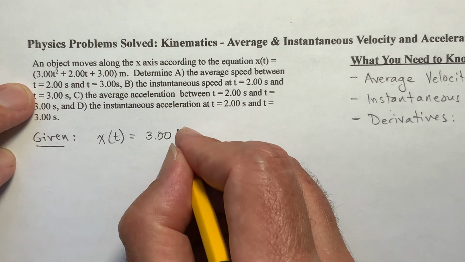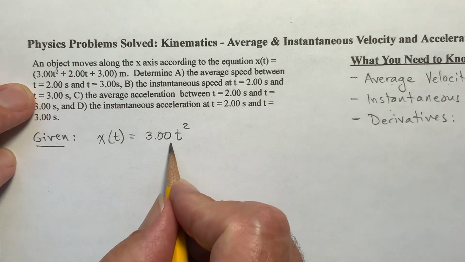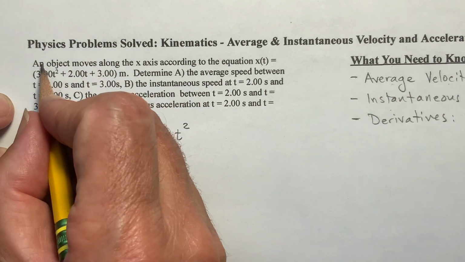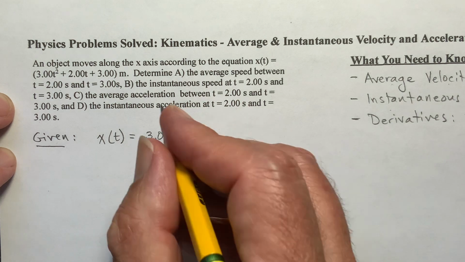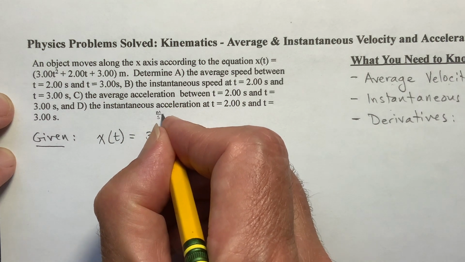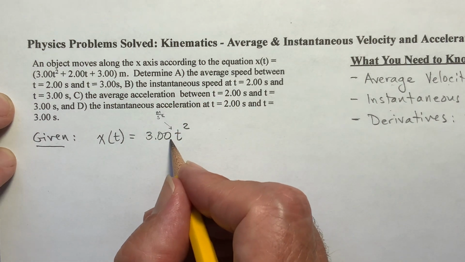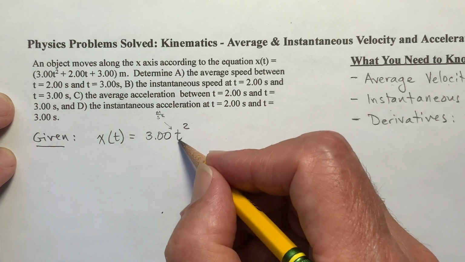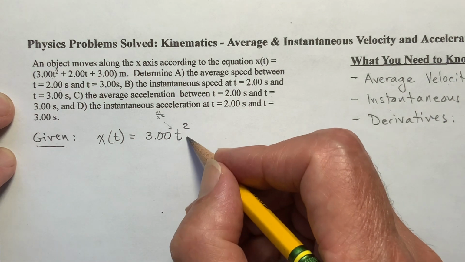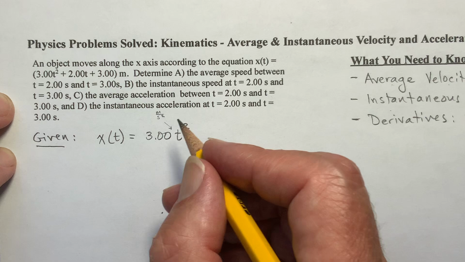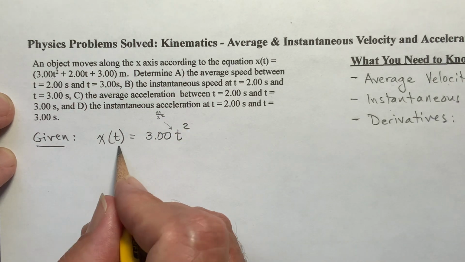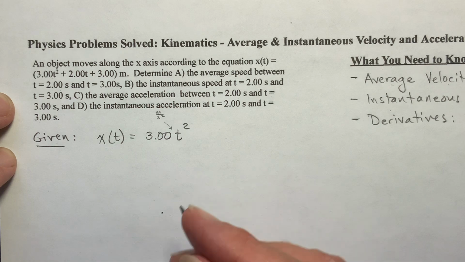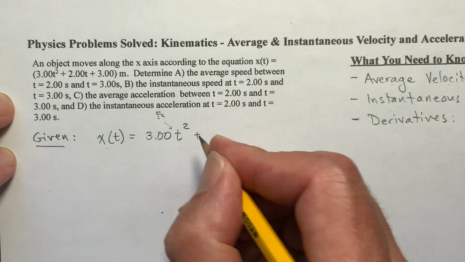3.00 times time squared. Now again, this is what's given in the problem, but this really should have units of meters per second squared in here. Because then if you square seconds here, plug in dimensionally, the seconds squared cancels the second squared, leaving just meters, which is what position is measured in. But they didn't, so let's just not worry about it.